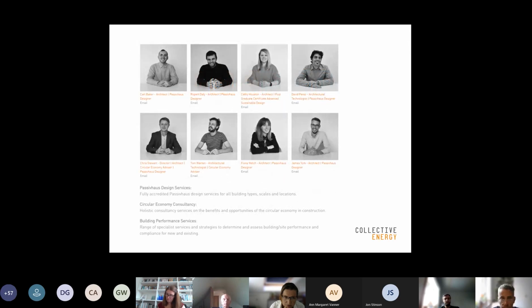As Rupert said, we've got a strong team. This is actually an old slide. We've now got a few more team members who have joined the collective energy team and become certified. And the kind of scope of our services is passive house design services, circular economy consultancy, and also building performance analysis.